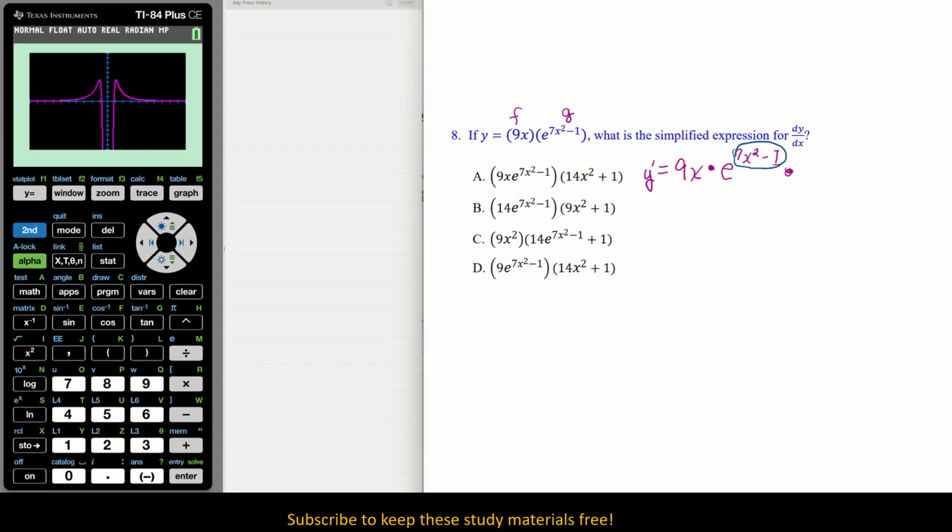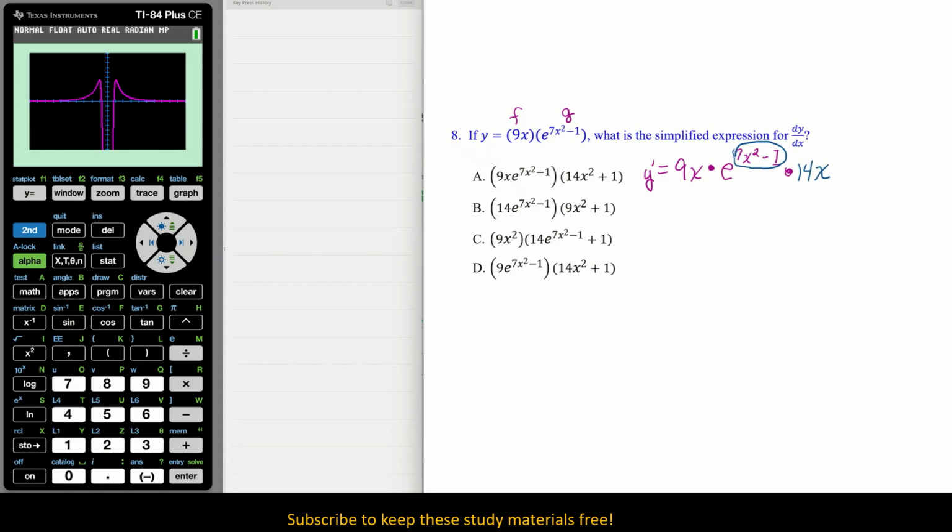Remember, it's the outside in. Well, e doesn't have necessarily a derivative, so we just write it down. Then we go to the exponent, and then we take that derivative. Okay, well, the derivative of 7x squared minus 1 is 14x. So that's just the 14x.